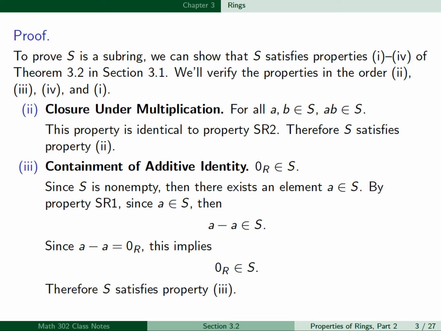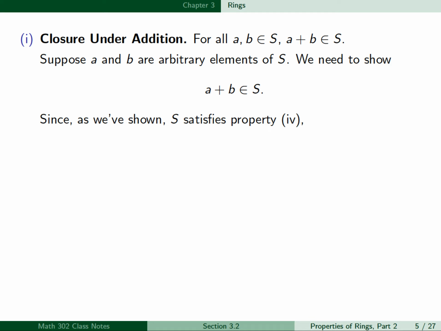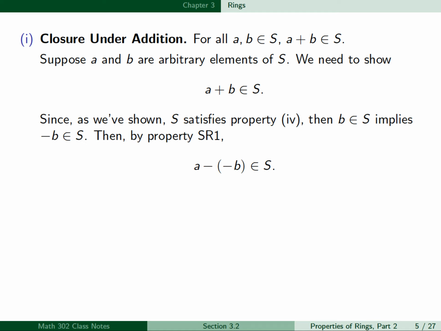Now finally, we need to prove property 1, which is closure under addition. For all A, B in S, A plus B is in S. So we'll suppose A and B are arbitrary elements of S. We need to show A plus B is in S. Since, as we've shown, S satisfies property 4, then B is in S implies minus B is in S. Then by property SR1, our closure under subtraction again, A minus minus B will be in S. So A is in S, and we've now concluded that minus B is in S, so their difference, A minus minus B is in S.